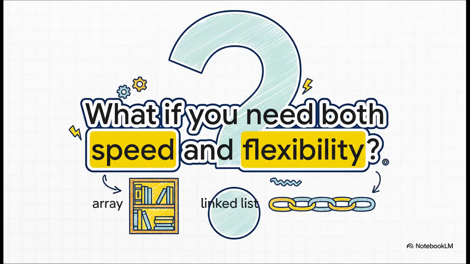And that leaves us with a really fascinating puzzle for developers, doesn't it? If the bookshelf is fast to read but a pain to change, and the scavenger hunt is easy to change but slow to read, what on earth do you do when your app needs to do both things really, really well? Well, the answer to that leads us into a whole world of even more advanced data structures. And that sounds like a story for another time.